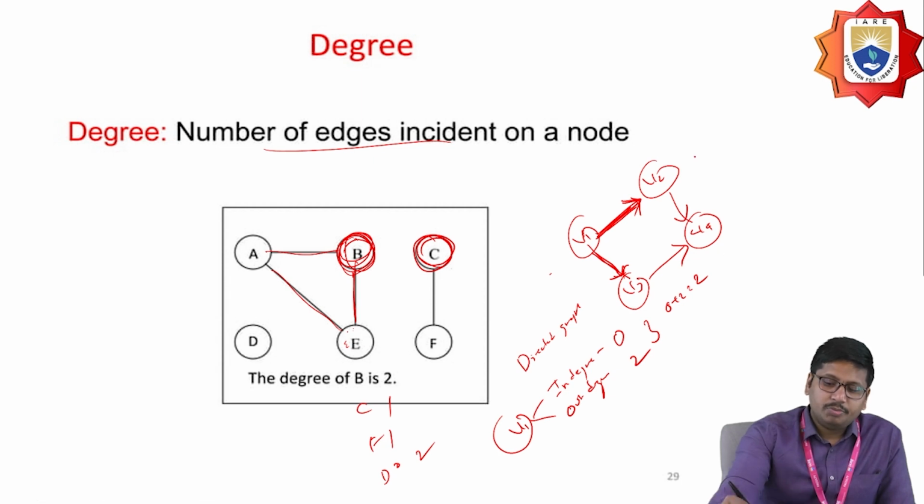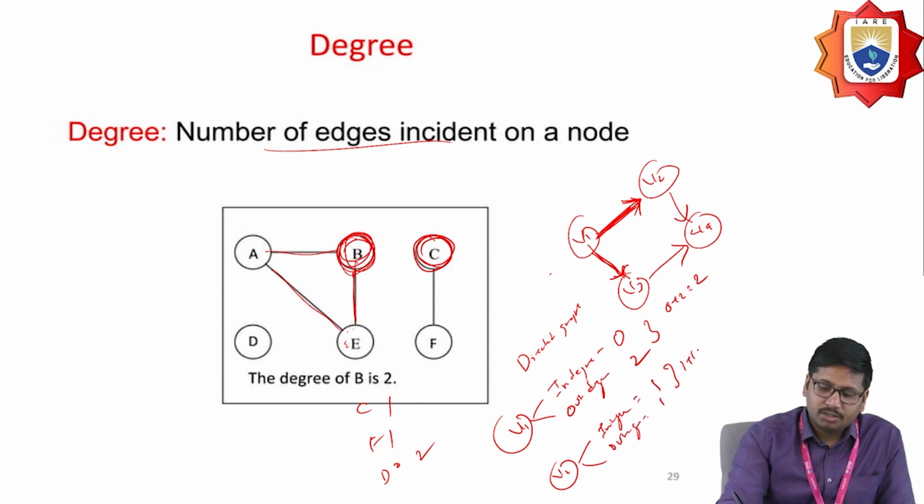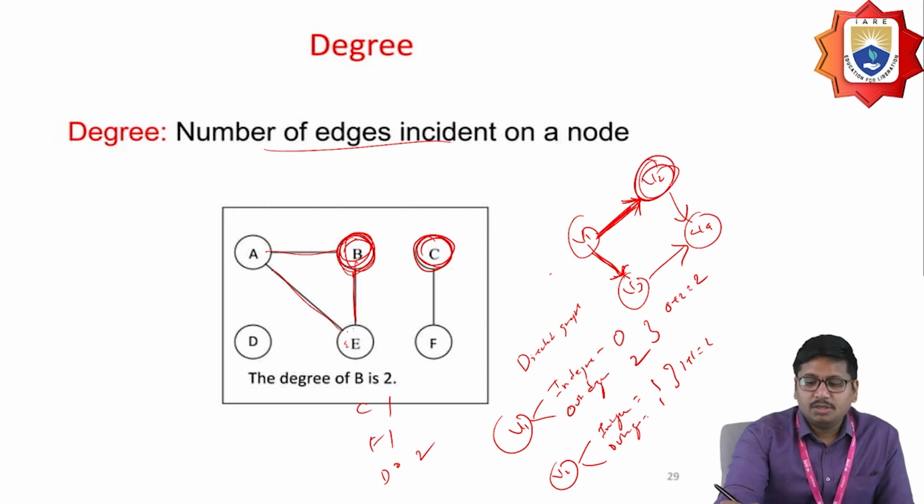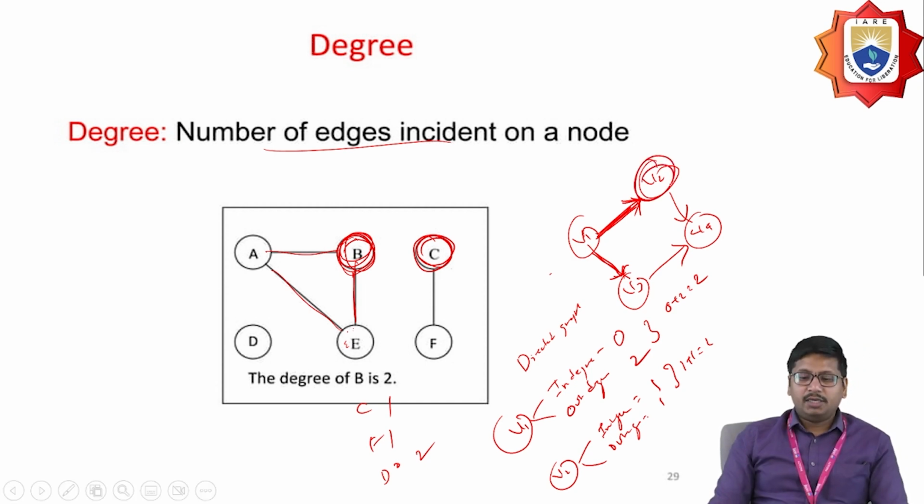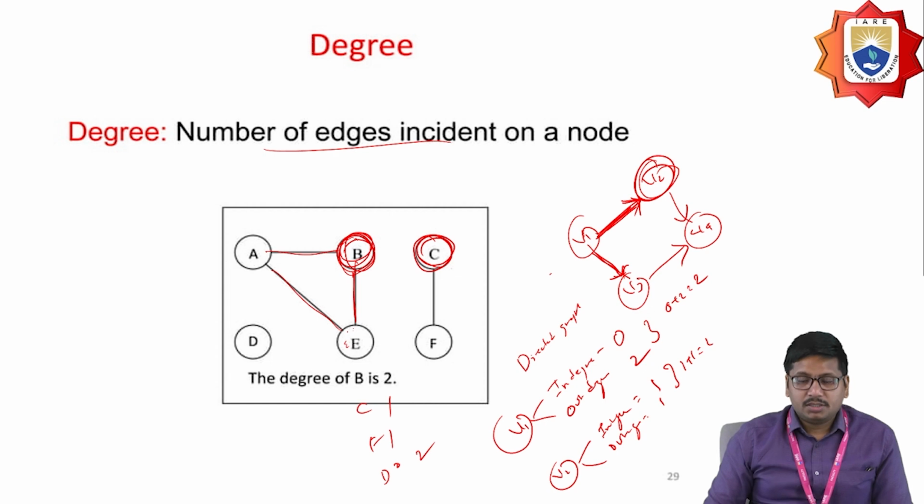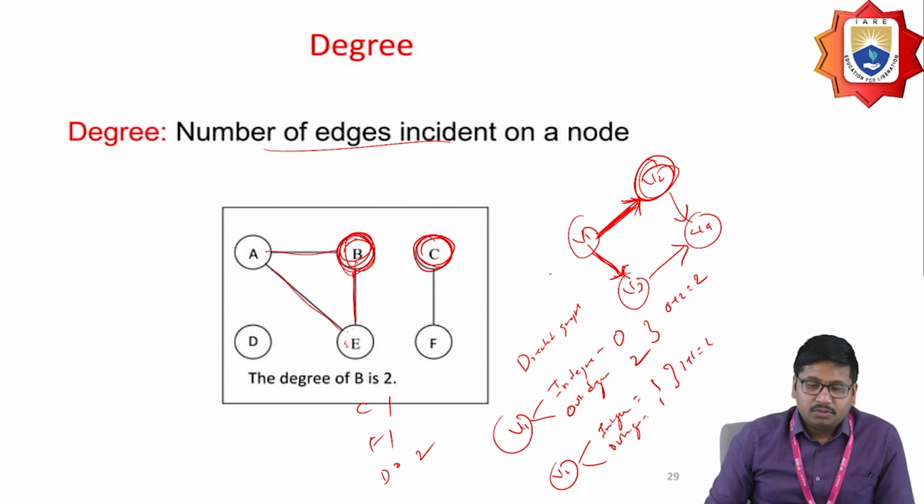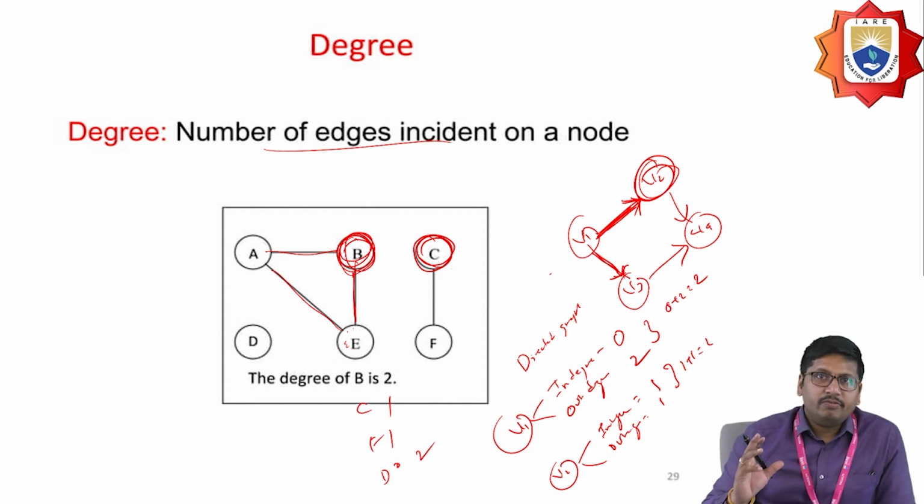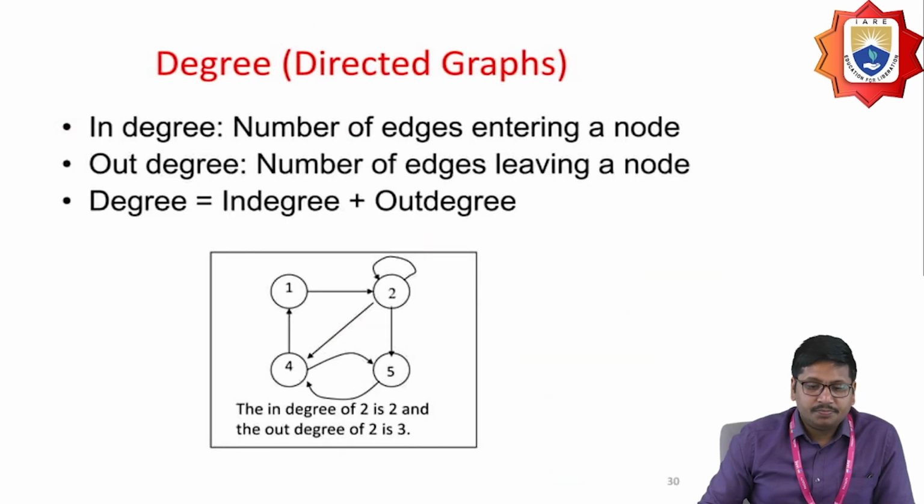So similarly, what should be the degree of V2 here? V2 in degree is 1, and out degree is also 1. So 1 plus 1, that should be 2. So like this, I calculate the in degree of the vertices in the given graph. So directed means you have to consider in degree plus out degree, whereas in undirected, the number of edges that are connected to each vertex should be treated as the degree here.